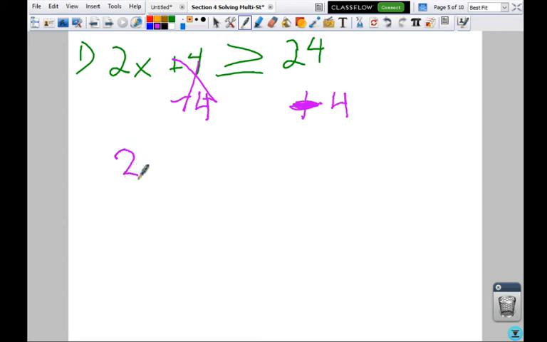And we get 2x plus this, greater than or equal to. Then you get the answer. Then you times 3, 20.